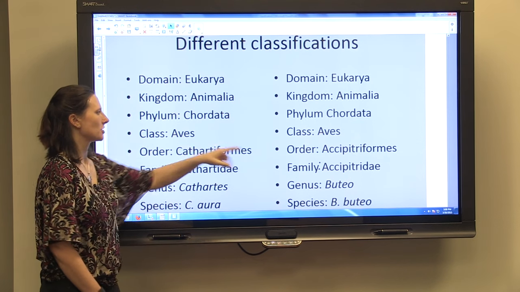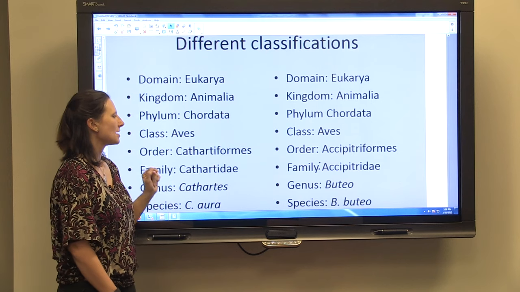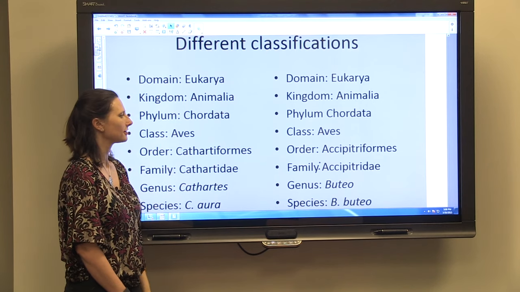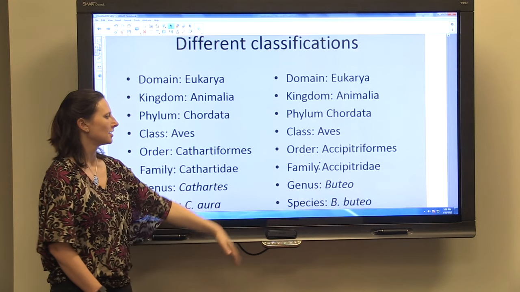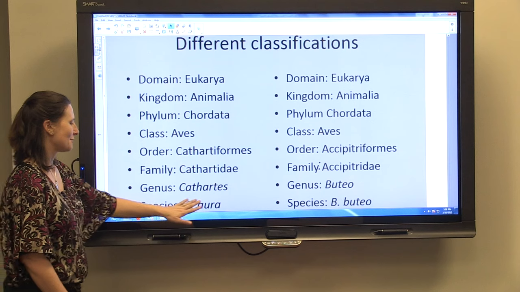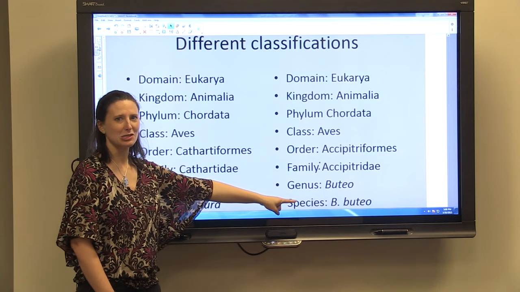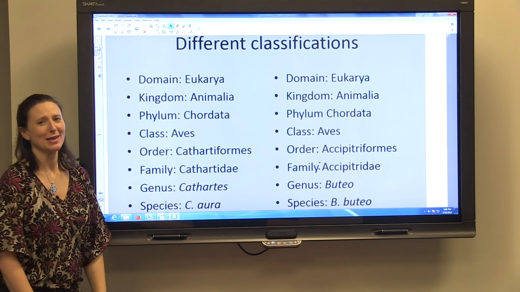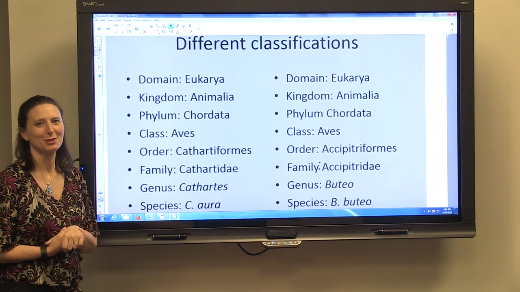in that both the turkey vulture and the buteo have the same classification up to their class, Aves, which indicates they're birds, but afterwards, they're really different. And so if we had just referred to them by their species name and they had mentioned that they were seeing Buteo buteo, I never would have thought that I was out there looking for turkey vultures and not seeing them.